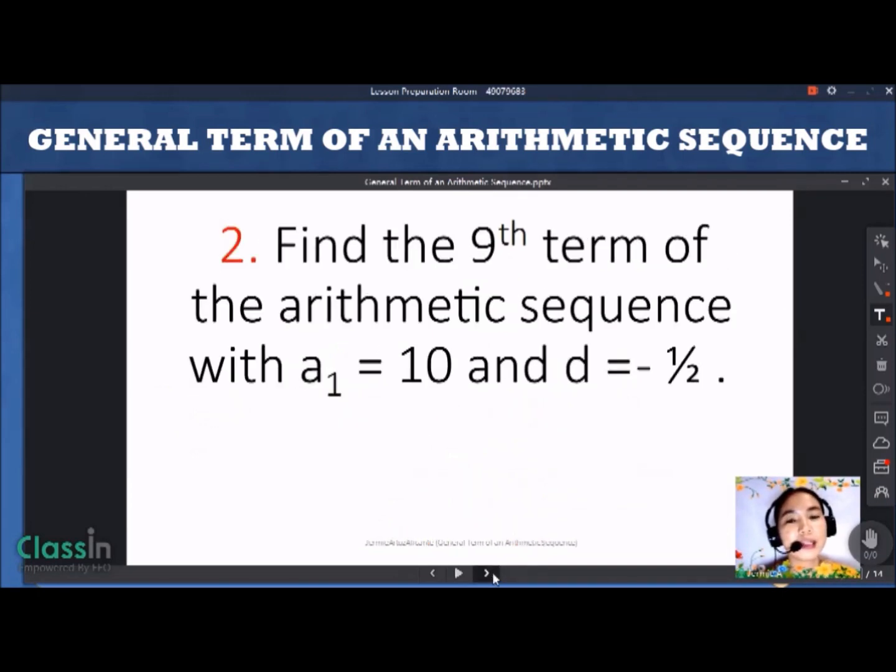Now, can you do the second one? For the second problem, you have to find the 9th term of the arithmetic sequence with a sub 1 equal to 10 and d equal to negative 1/2. Okay, so this time we are looking for the ninth term. Therefore, that is a sub 9, right? So following the formula, a sub n, let's write it again, is equal to a sub 1 plus d times n minus 1.